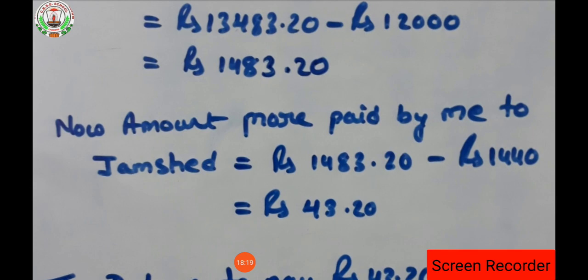That is 1,483.20. Here this one is the compound interest, isn't it? And this one is the amount for simple interest.